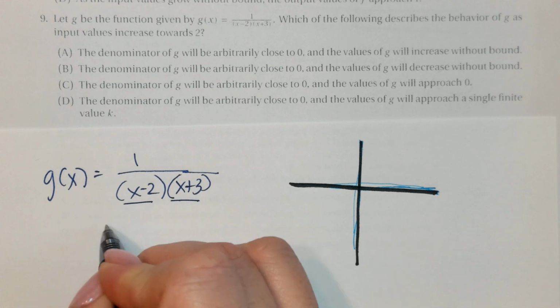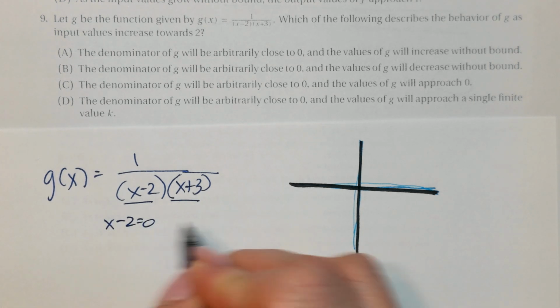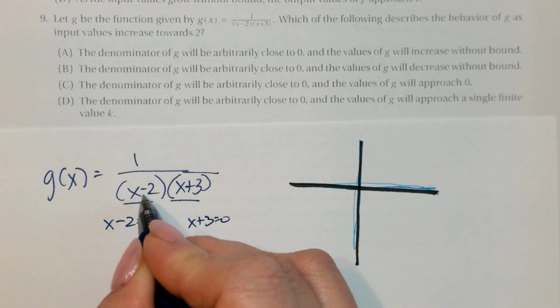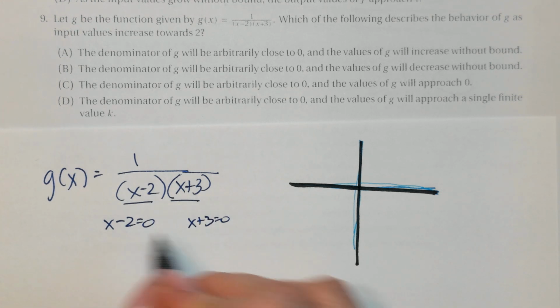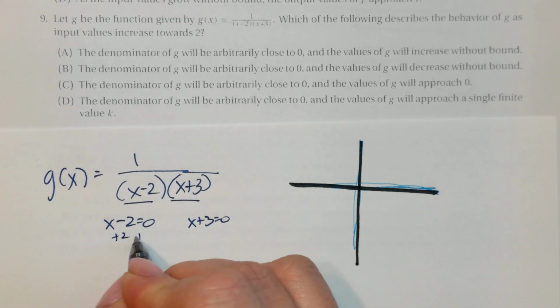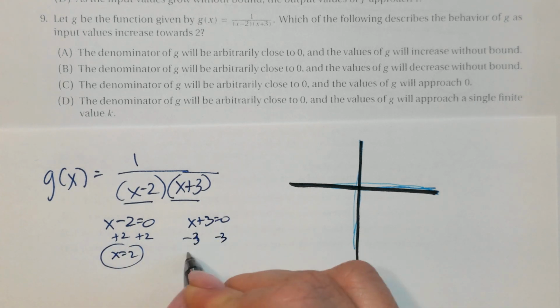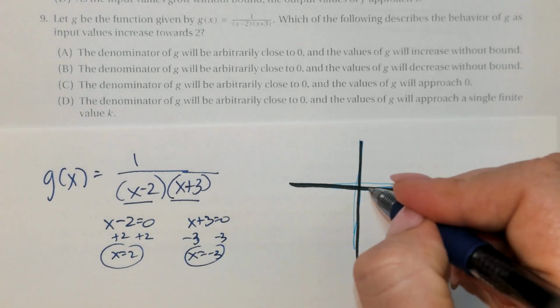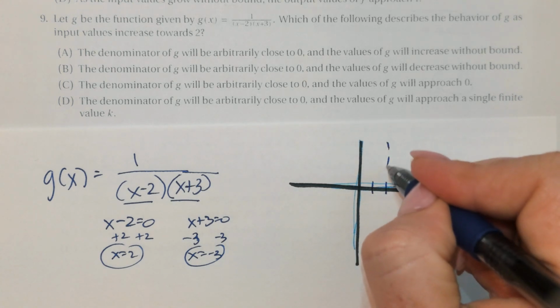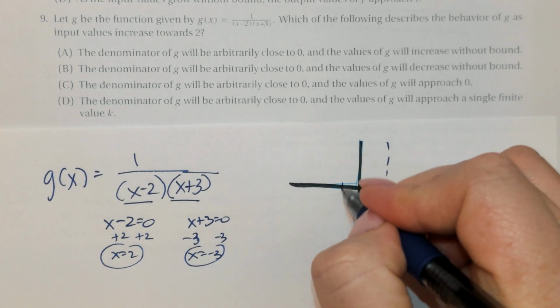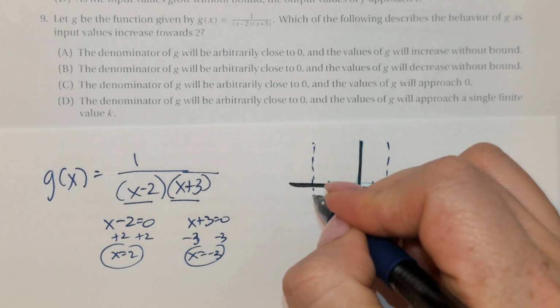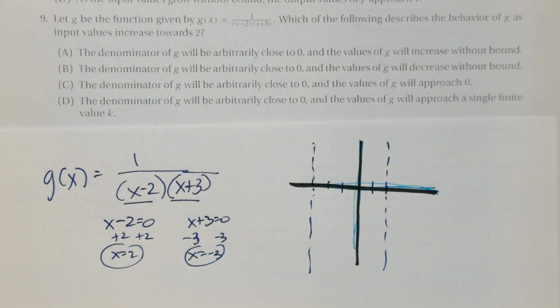I know that I can identify the vertical asymptotes of this function by taking each one of these factors or quantities, x minus 2 and x plus 3, setting it equal to 0 and solving. So I'm going to go to 2 and draw my vertical asymptote, and at negative 3. And now let's go back to this question.